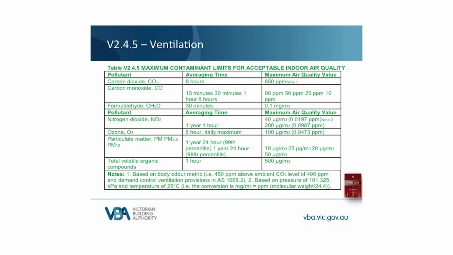V2.4.5, ventilation. The performance requirement to which this verification method in Volume 2 relates is P2.4.5. This performance requirement is about ventilating a space within a building so that acceptable indoor air quality is achieved. In quantifying this performance requirement, Table V2.4.5 nominates the maximum contaminant level permitted. It lists the pollutant, the maximum amount allowed, and the period of time over which you measure that pollutant.